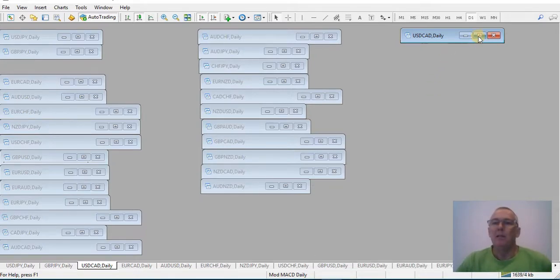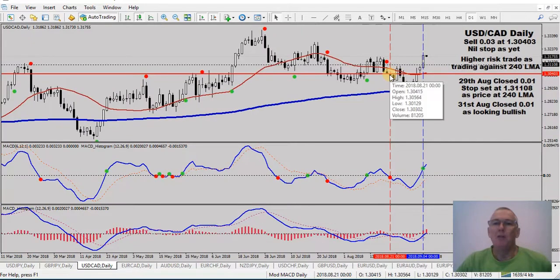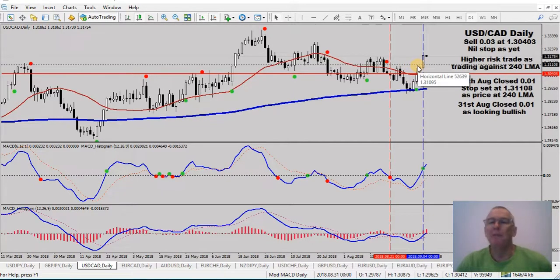Only the USD CAD was the only one. I was in a sell here. I already closed out two thirds when price got down near the 240 LMA, bounced up, took out my stop, so the remaining third stopped out. Overall small profit, so no longer in this sell at all. That's done. With regards to the buy, wasn't taken.